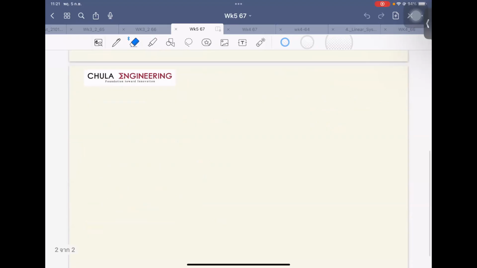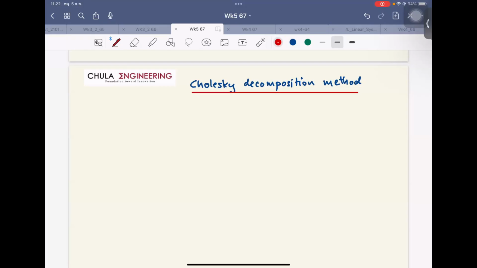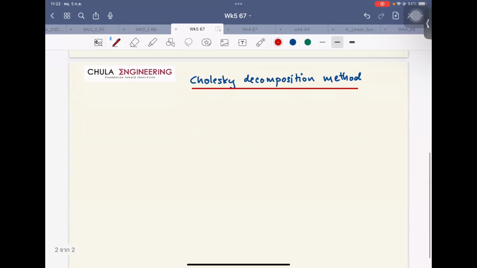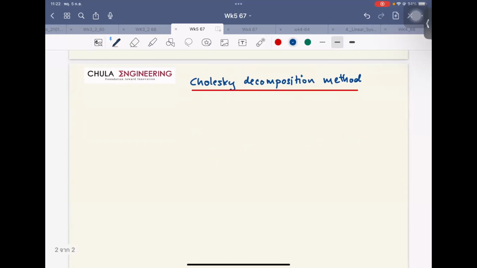Okay, we're gonna start with Cholesky decomposition. Cholesky is the name. Cholesky decomposition method, or it can be called Cholesky factorization. Today, 5th September.